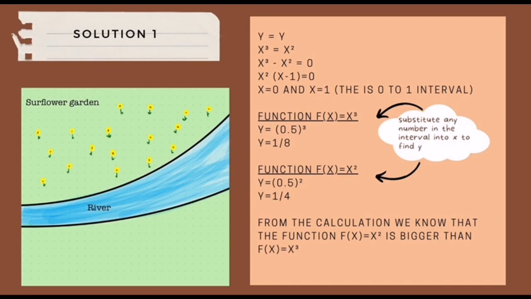From that, we can just find the value of y for each of the functions. It is easy, you just need to substitute any value in the interval, such as 0.5, and then find the value of y. The one with the higher value of y is the bigger function. From the calculation, we know that the function f(x) equal to x squared is bigger than f(x) equal to x cubed because it has a higher value of y, that is 1 over 4.